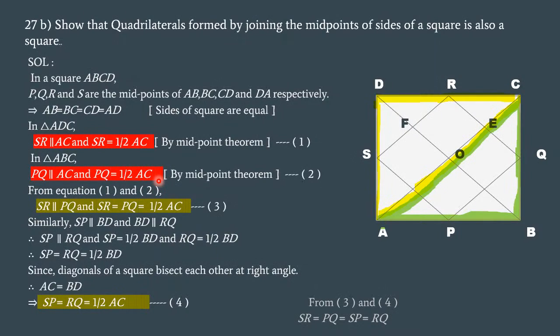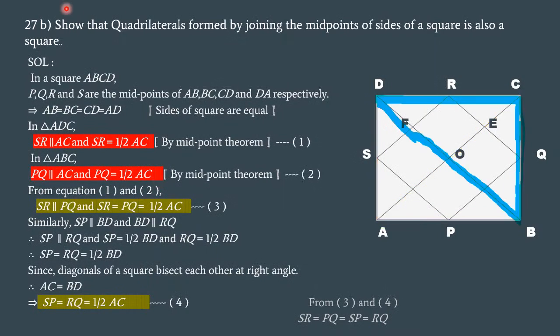Now consider triangle BDC. Let me mark. So in triangle BDC, R is the midpoint of CD and Q is the midpoint of BC. So RQ will be parallel to BD and RQ will be half of BD by the midpoint theorem. Now in triangle ABD, let me mark that too. So in triangle ABD, S is the midpoint of AD, P is the midpoint of AB. So SP will be parallel to BD and SP will be half of BD by the midpoint theorem.